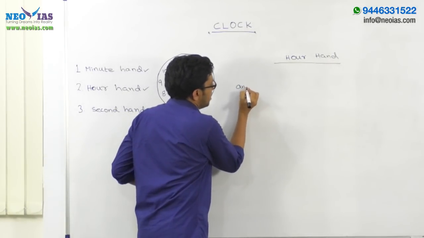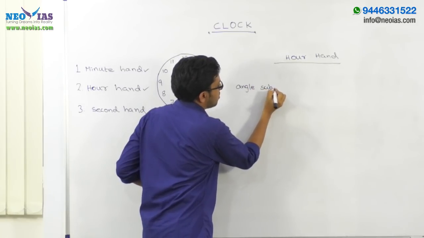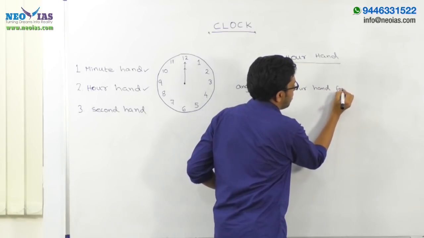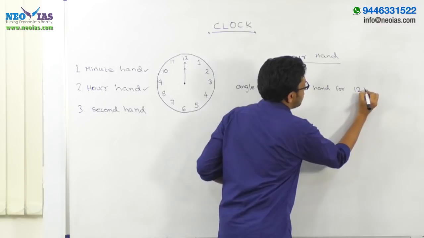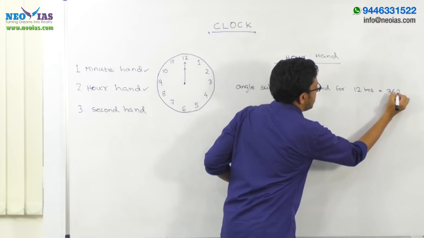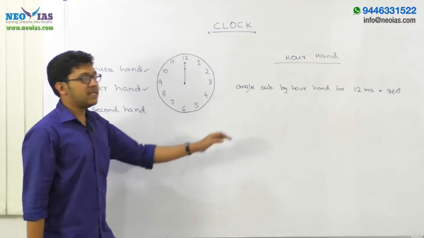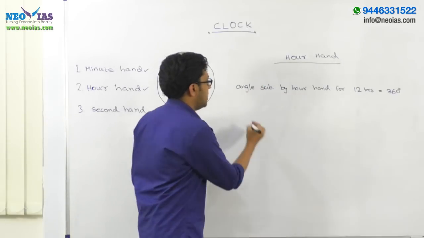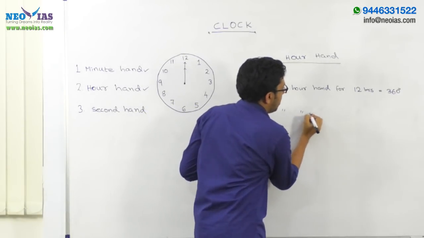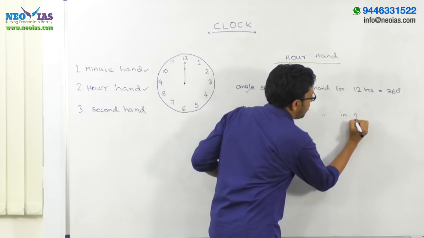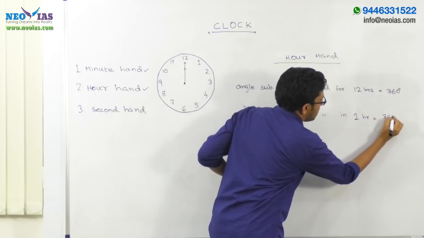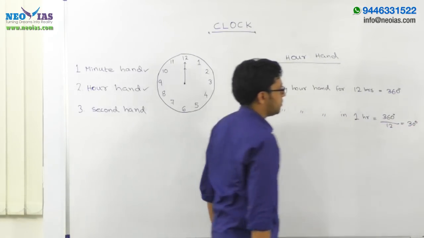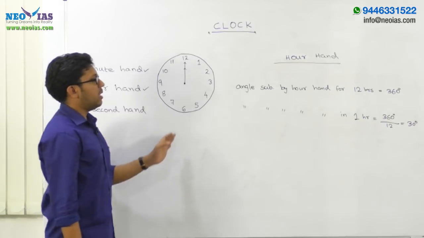That is, the angle subtended by hour hand for 12 hours will be 360 degrees. From this data we can easily find out the angle subtended by hour hand in 1 hour. That is, angle subtended by hour hand in 1 hour is equal to 360 degrees by 12, equal to 30 degrees. Angle subtended by hour hand in 1 hour is 30 degrees.